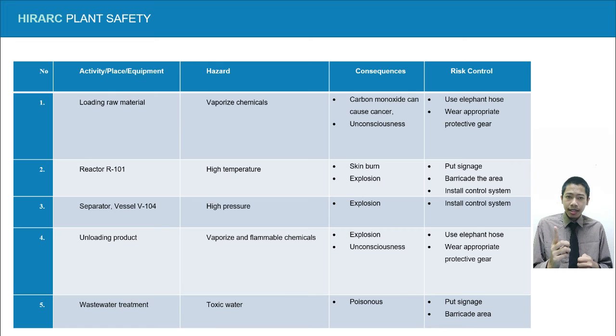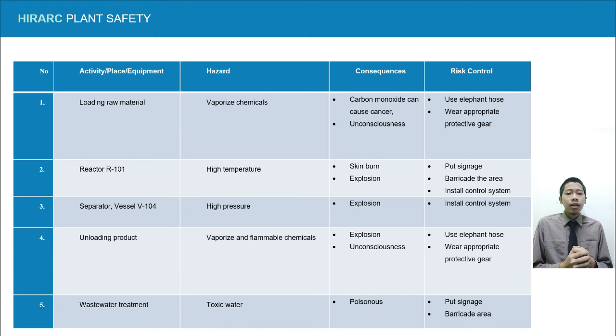The first one is at the loading raw material activity. The hazard that may come from this activity is vaporous chemicals like carbon monoxide, as carbon monoxide is in gas state at standard conditions and can cause cancer or even unconsciousness. So, to avoid this from happening, it is advisable to use appropriate PPE and an elephant hose when unloading the raw material.